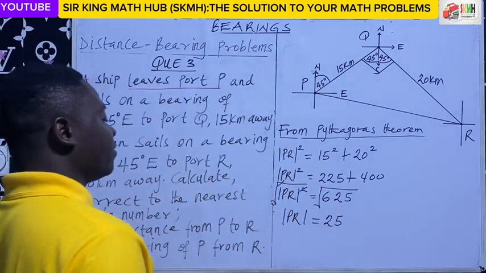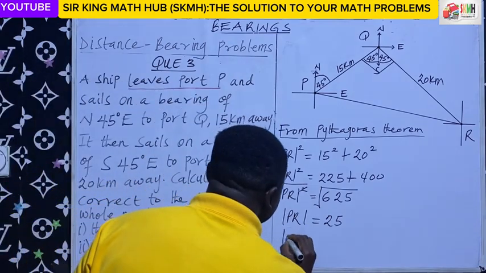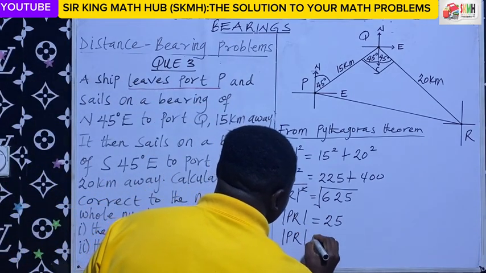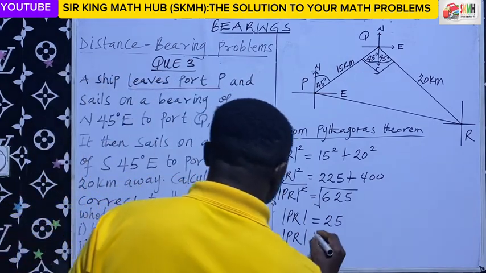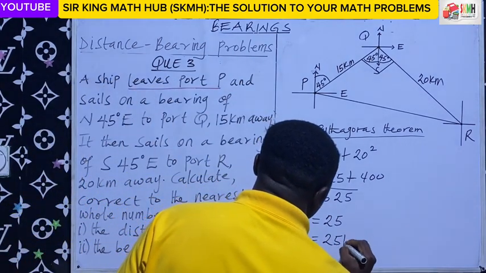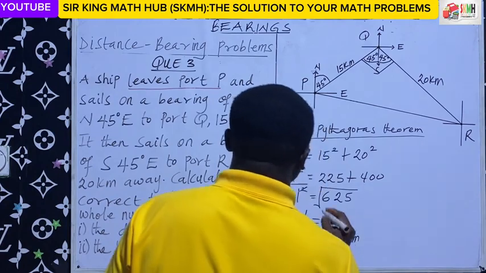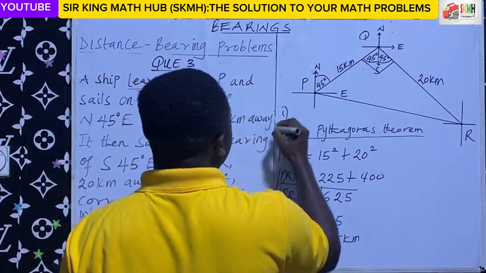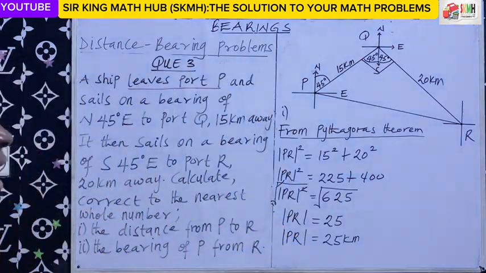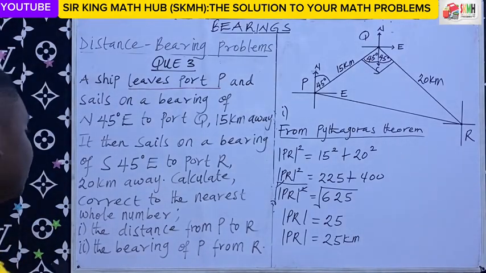That is 25. So meaning that the distance between PR measures 25 kilometers. So that is the I part of the question. We are done with the I part. Now the II, second part.